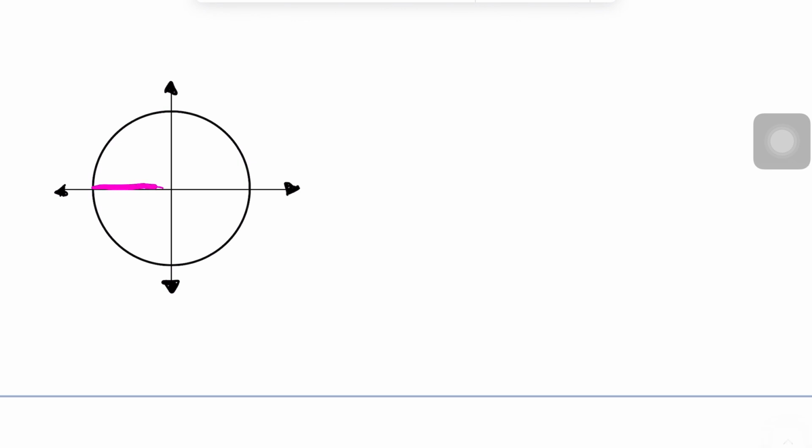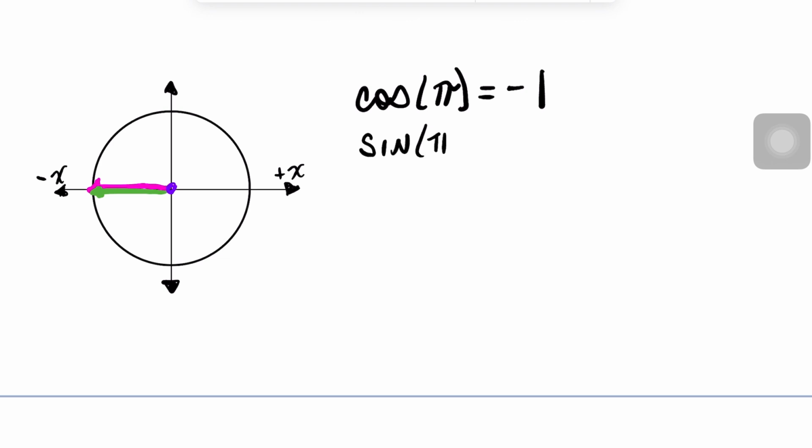Now let's sketch when the radius lies along the negative x-axis. In terms of radians, recall that that was my pi location. Now I am all x component, which is cosine, and no y component, which is sine. Cosine of pi is -1. It's negative because it lies along the negative x-axis, and the sine of pi is 0.